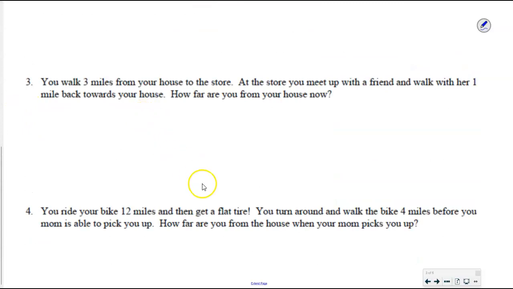The next one, number 3. You walk 3 miles from your house to the store. At the store, you meet up with a friend and walk with her 1 mile back towards your house. How far are you from your house now?